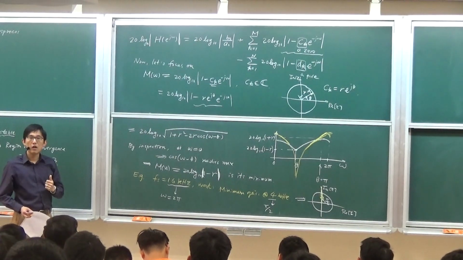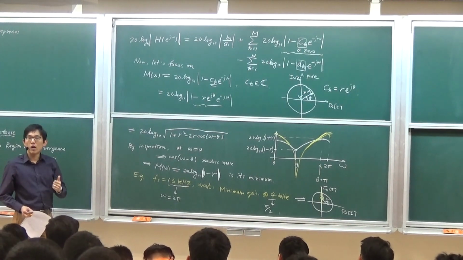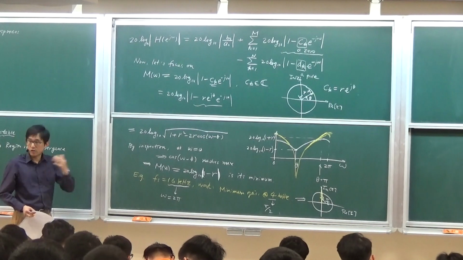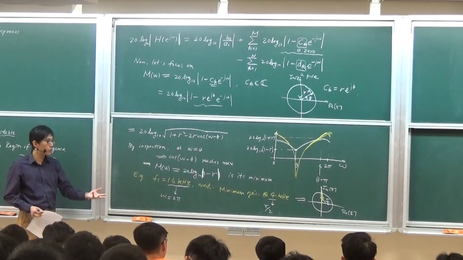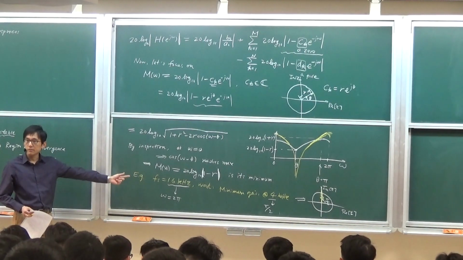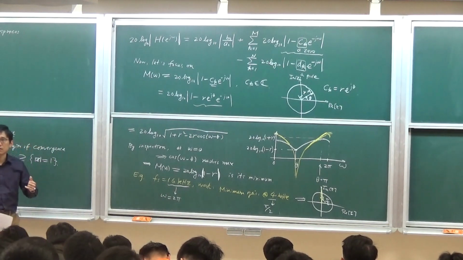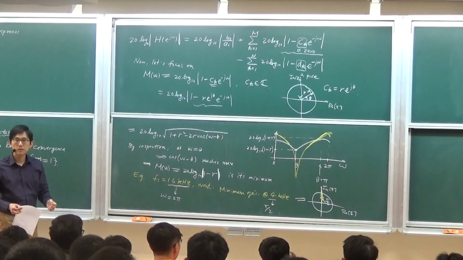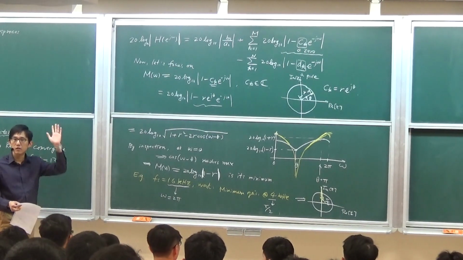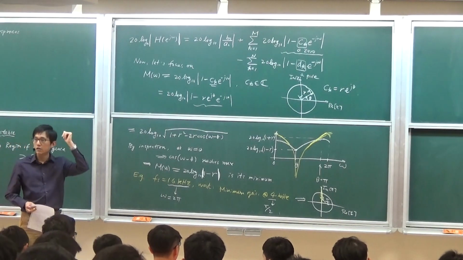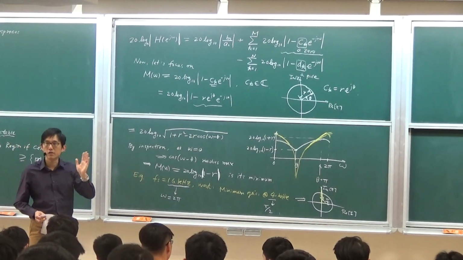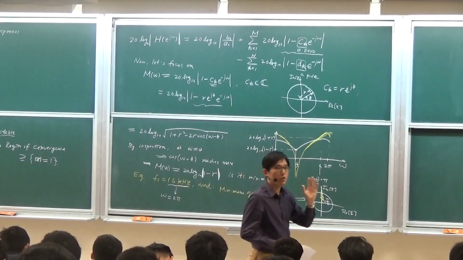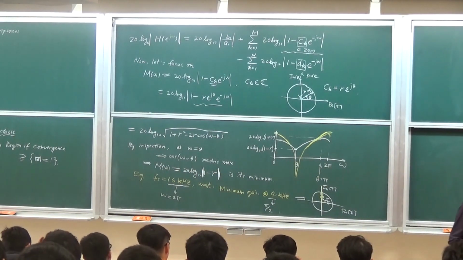How does y of n relate to the output in the past and the input up to the present time? Okay? That's the difference equation. So how do you write down the difference equation that does the job? Anybody? Any suggestion? You don't need to work out all the details. Any suggestion? What is the corresponding difference equation?